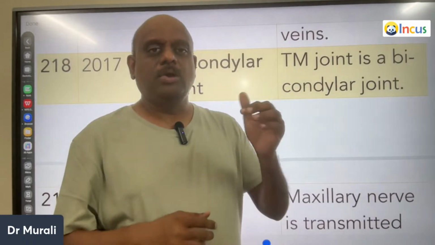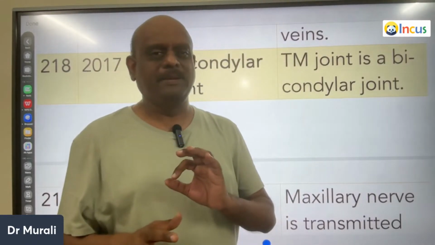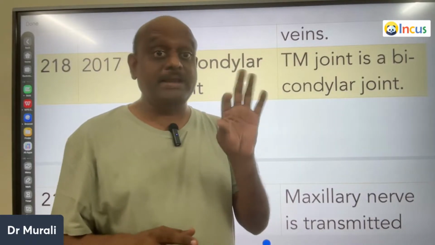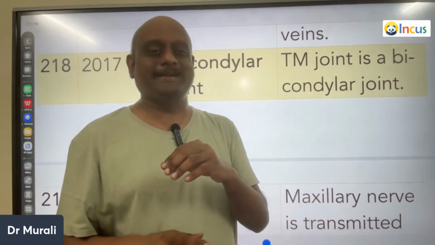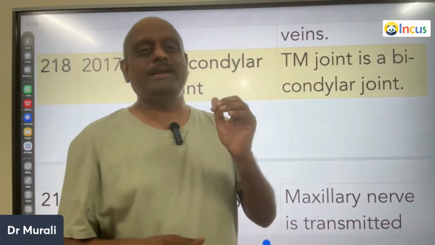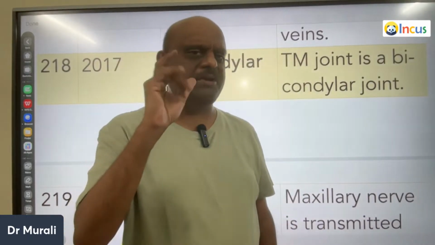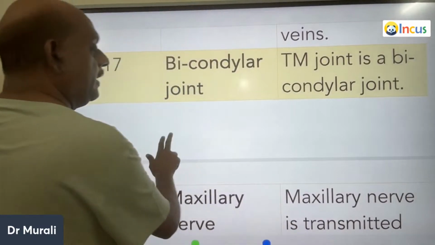Bicondylar joint, all these types of joints, one example, what type of movements occur at each of these joints? Pivot joint, saddle joint, bicondylar joint. So what type of movement occurs? Ek table rehta hai, you need to be very sure about it, doctor.